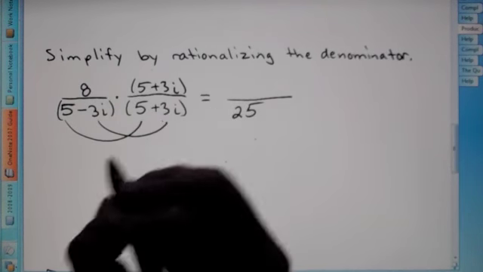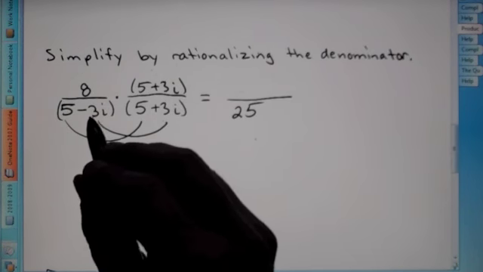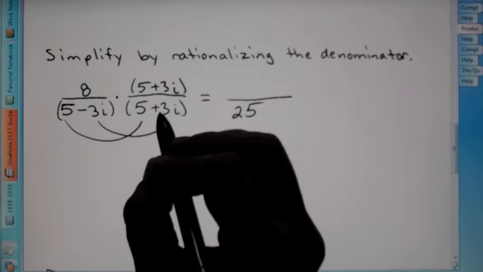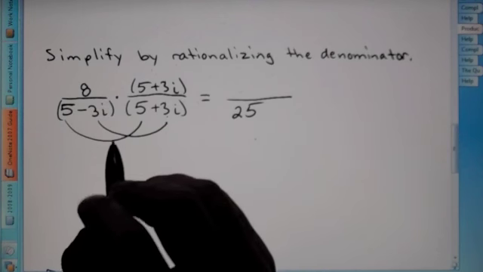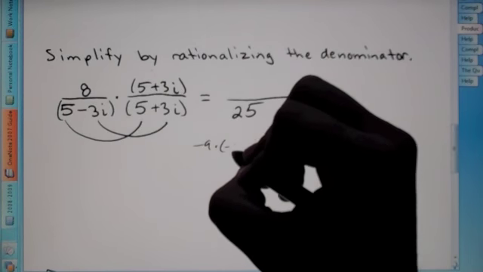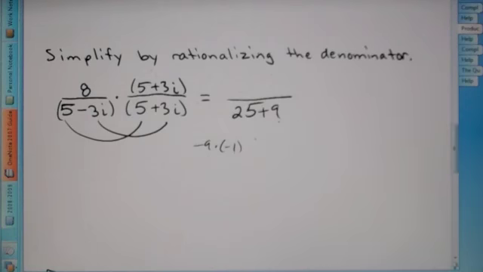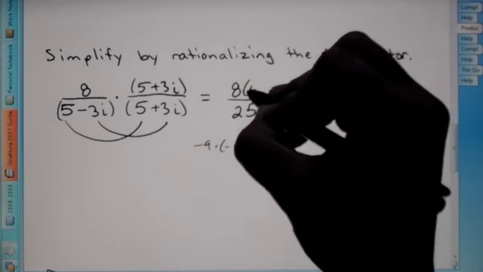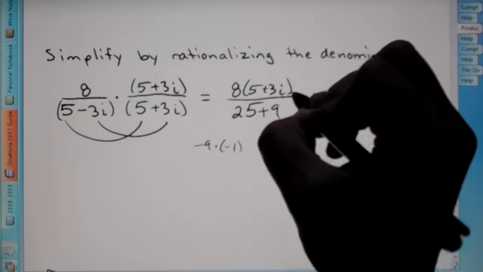Negative 3i times positive 3i. Well, negative 3 times 3 is negative 9, but I times I is negative 1. So negative 9 times negative 1 gives us a positive 9. And up top we have 8, and then 5 plus 3i.